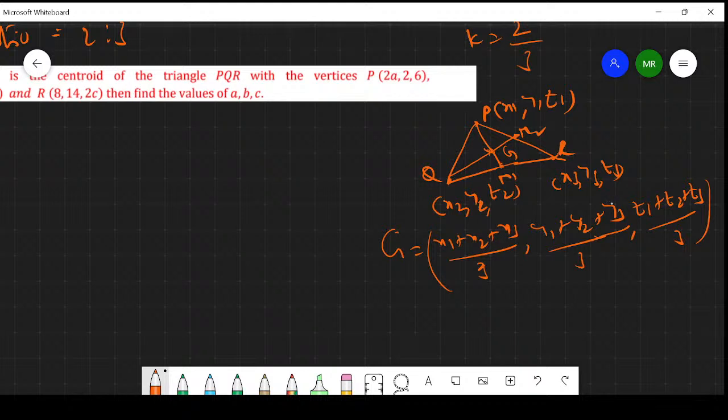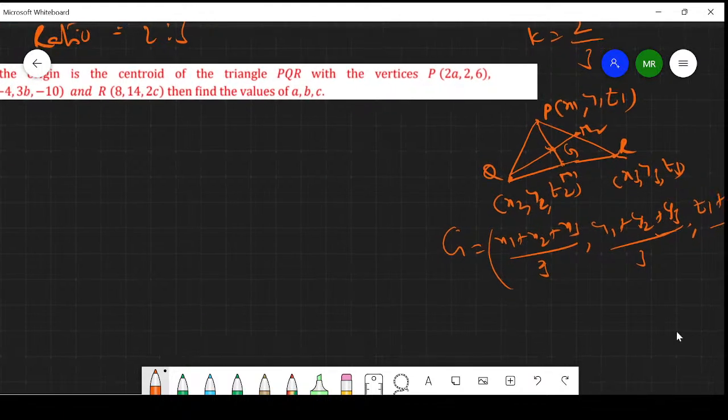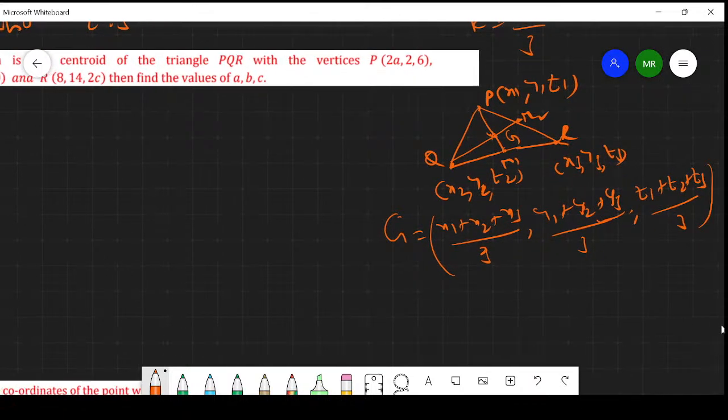You can find this is y1, y2, y3. Please, if any doubt, you can ask me. This is y3. Y coordinates by 3. Like this you can find. This is the centroid formula. Remember this. Understood? This is the centroid formula.